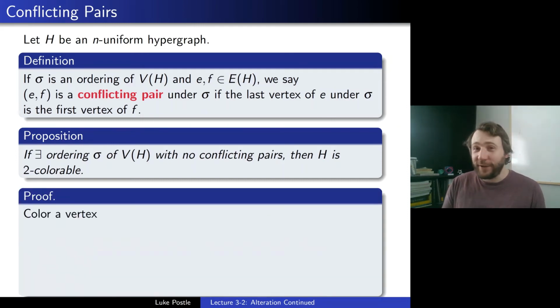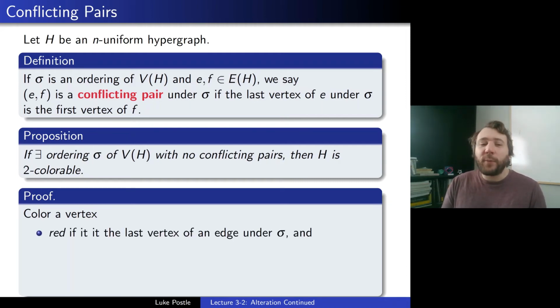How do you do the coloring? There's only two colors, and there's no probability here. This will be deterministic. Just how do we color? Well, we'll color a vertex red if it's the last vertex of an edge under sigma. So we'll color a vertex red if it's the last vertex of an edge in the ordering. And then we'll color it blue otherwise. And we claim this is now a two-coloring. Why?